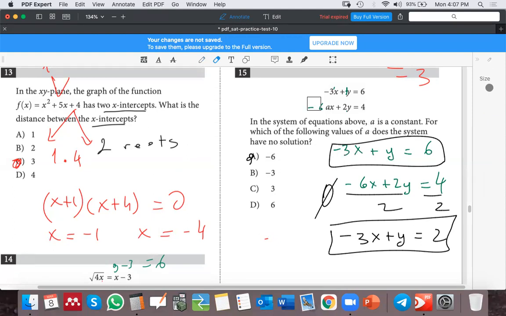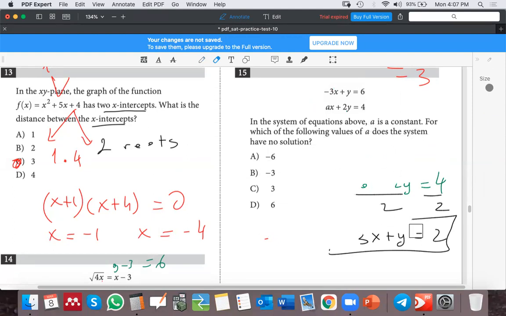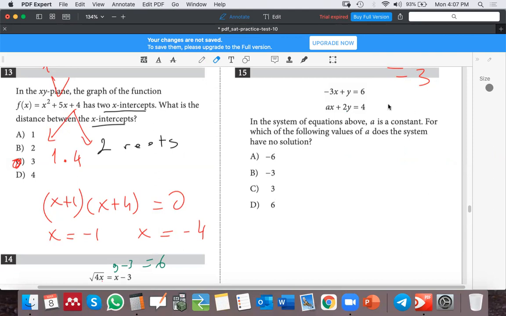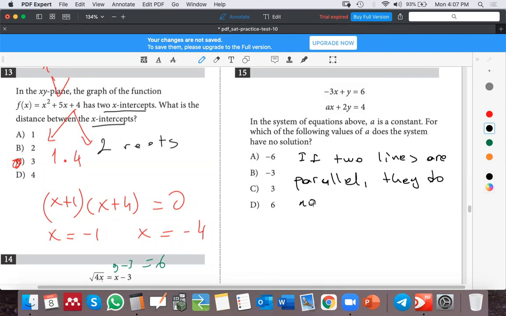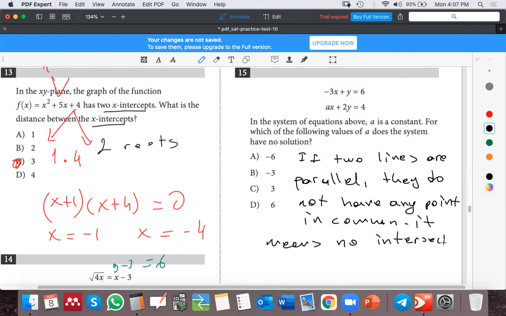But maybe you can be confused by this. So I want to use the classical way. I hope I am not making any mistake. Let me use the classical way. The classical way is this. If two lines are parallel, they do not have any point in common. It means no intersection. It means no solution.